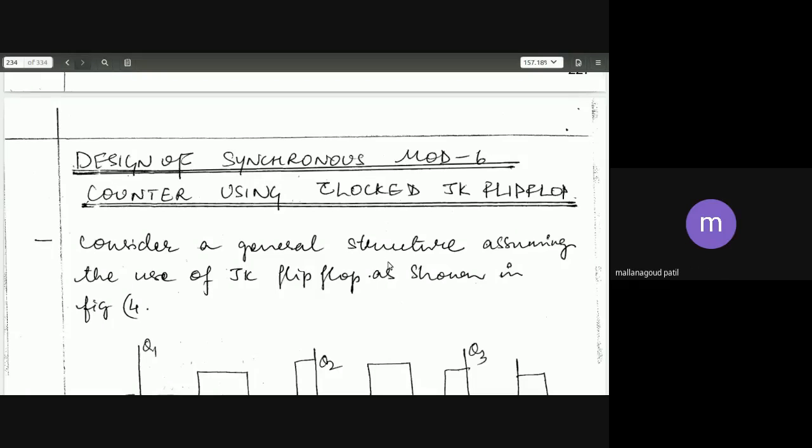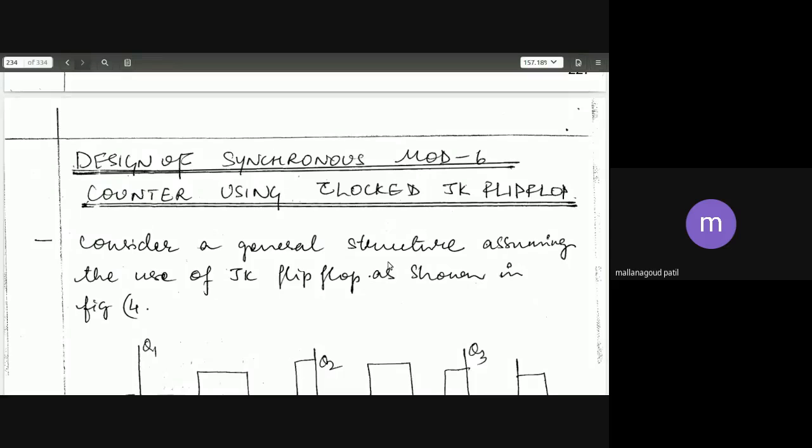Mod 11. Because mod 11 means 0 to 10, that will be 11 combinations. You cannot fit 11 combinations in 3 bits. You are supposed to go for the next bit, that is the 4th bit. With 4 bits, how far can you go? Up to 16, 0 to 15, that is 16.